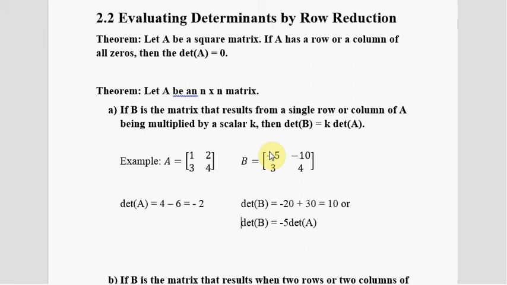Look at the example, matrix A and matrix B. The only difference between matrix A and B is that matrix B has a factor of -5 multiplied to row 1. If I didn't have that, then I have the same thing as matrix A. So the determinant for matrix B would be, notice that I can factor out a -5 here. So this is going to be -5 times what I have left, matrix A. So it's -5 times the determinant for matrix A.